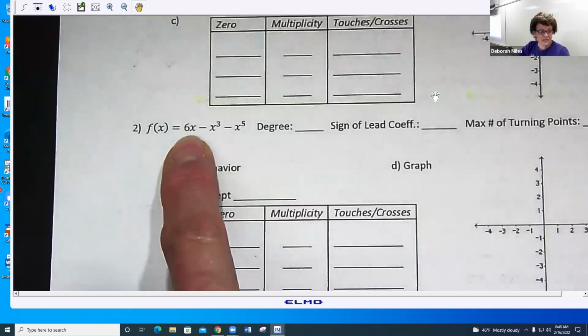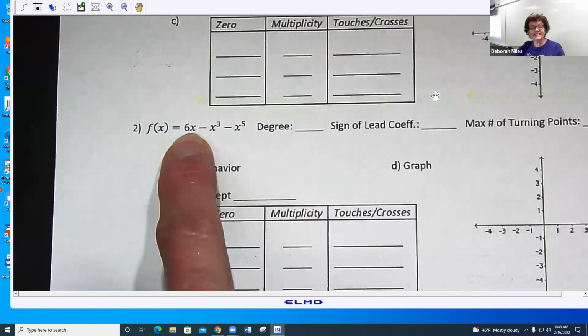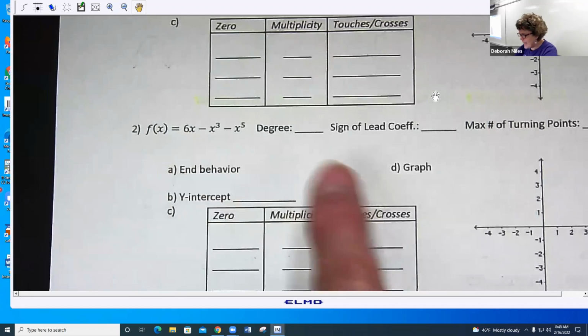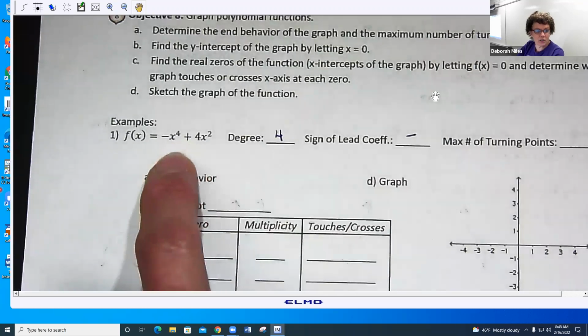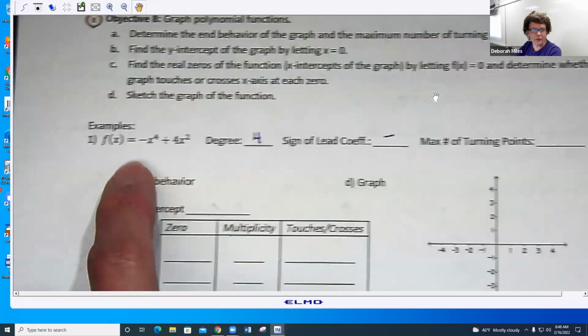Now don't be thrown off when we get to this second problem. 6x is not the leading term. The leading term is not the term that's written first. It's the term with the highest degree. So just keep an eye out for that. But here, leading term does happen to be written first.